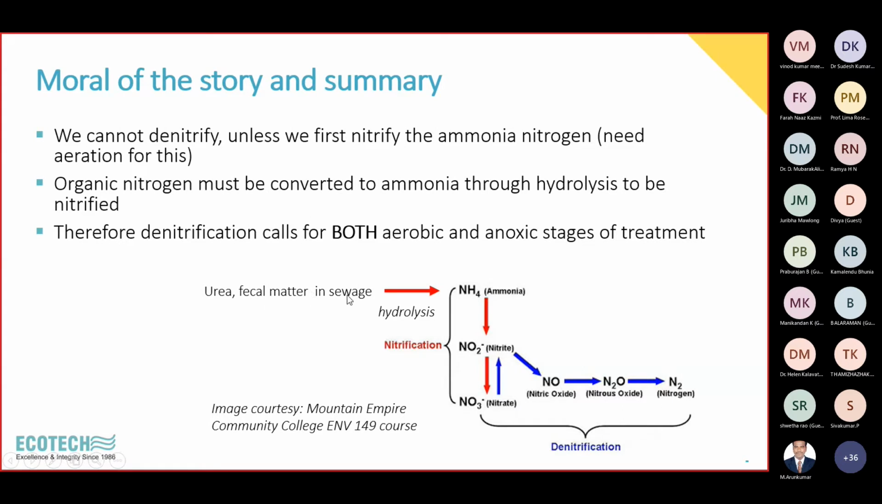So urea and fecal matter in sewage get converted by hydrolysis to ammoniacal form. This is the nitrification reaction, in the aerobic aeration tank. First nitrite, this is by Nitrosomonas. Next nitrate, this is by Nitrobacter. And then this nitrate gets converted. In the denitrification stage, it gets reversed. First you form NO2, then nitric oxide, nitrous oxide, and then release of nitrogen gas. This is the denitrification stage.